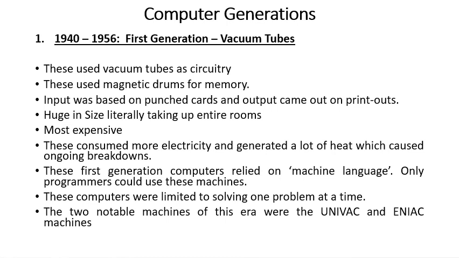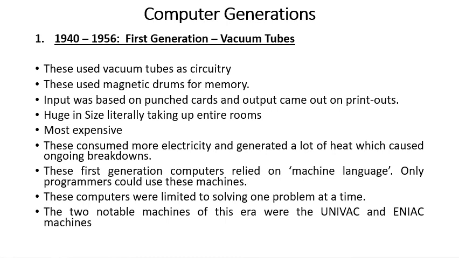These computers were limited to solving one problem at a time. They were not multitasking computers; they were able to perform only one operation at a time. There are two famous computers of the first generation, UNIVAC and ENIAC. These are machines built in this time period on the basis of vacuum tubes.